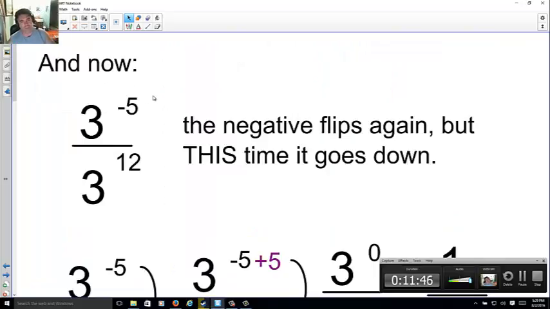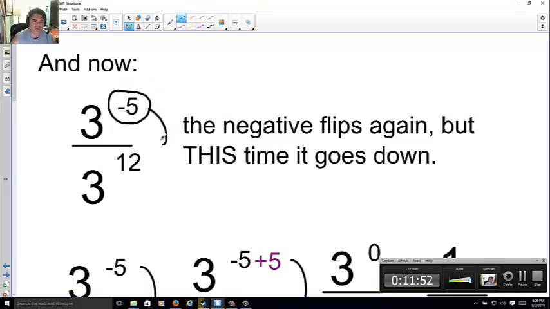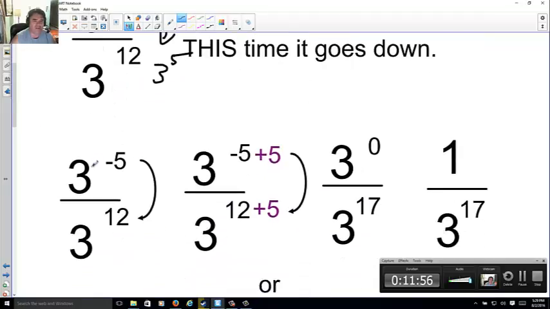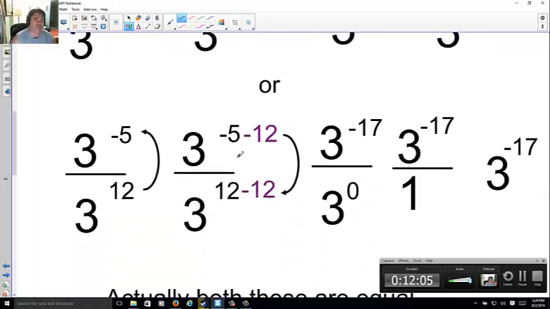And now the reverse. So this negative flips again, but this time it goes down because it's to the negative 5. To get rid of that, we're going to put 3 to the 5th down here. So it's going to go away basically. Now you could just add 5 to both if you want, make 3 to the 17 this way. Adding to the 0 power is 1. Or simply just move this. Well, there I made it more complicated.